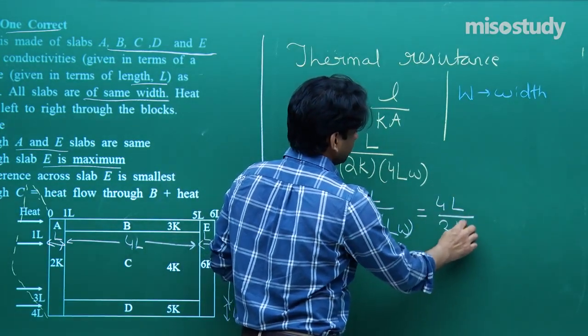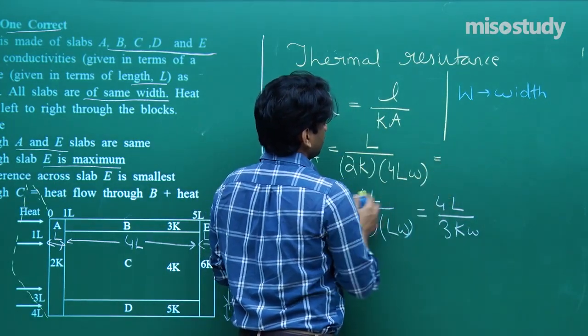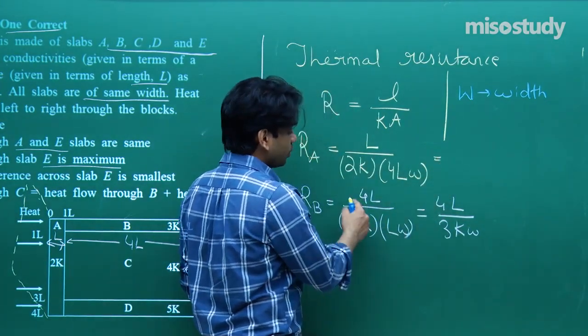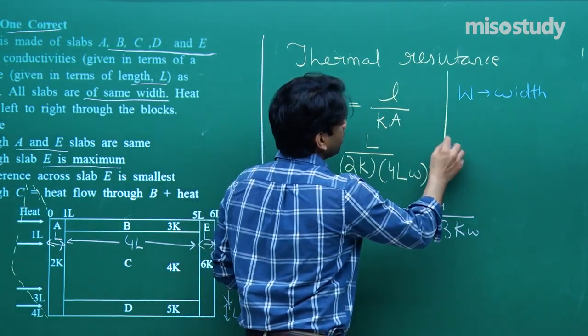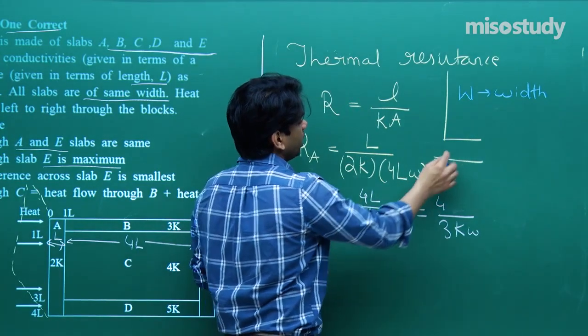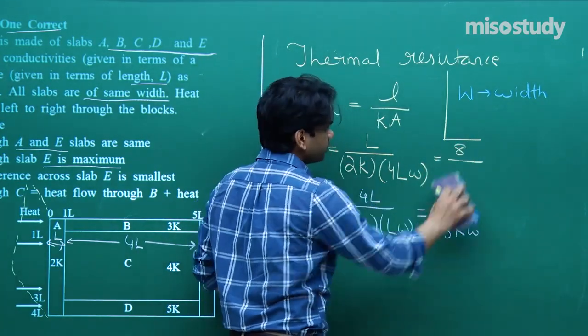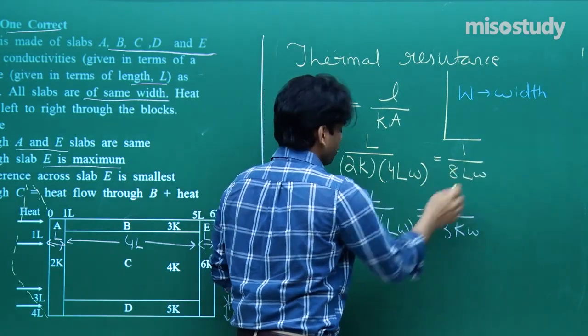So this will come out to be 4L upon 3KW, and here you were having L upon L, and now L will be cancelled out, so 4 upon 3 kW, and here L will be cancelled out, 1 upon 8 LW, so we got this.